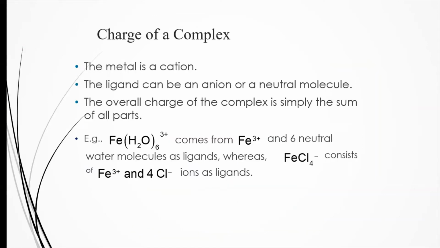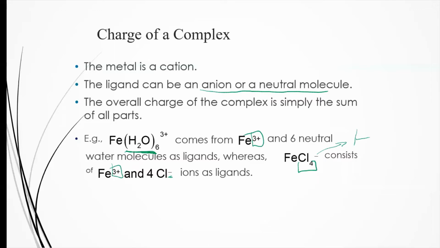So the metal is going to be our cation. The ligand can be an anion, but it can also be neutral. So the overall charge of the complex is simply the sum of all of its parts. When it's neutral, then our iron must have been a +3, and it has the 6 neutral waters. On the other hand, each of those chloride ions is a -1 charge, so that's still an iron of +3, but we have 4 chlorides with a -1, and that's where we get this -1 charge for the entire complex.